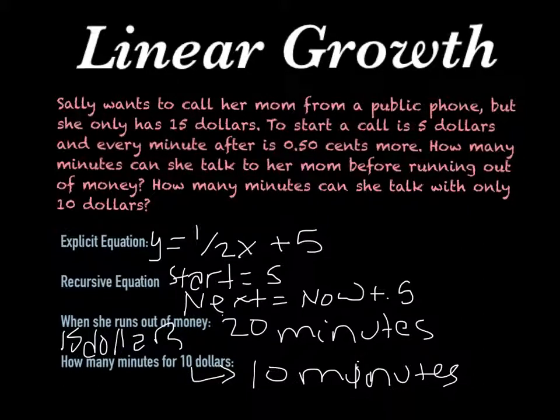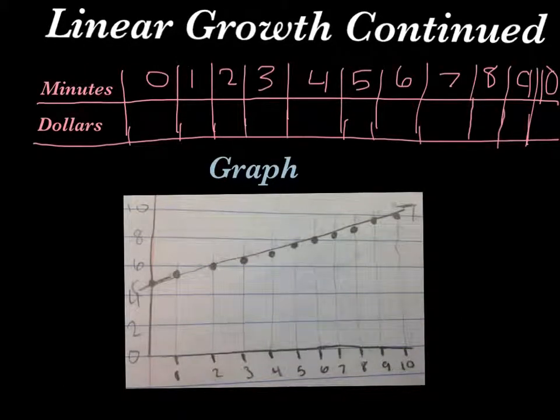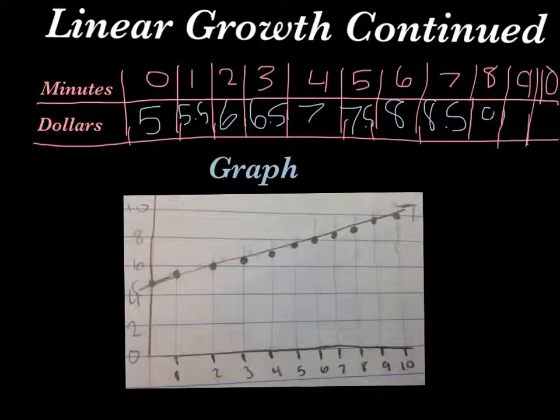For the linear growth, the table starts with 5 because that is how much money she has to start the call, and the next minute is 5.5 because you have to add 0.5, and then 6, 6.5, 7, 7.5, 8, 8.5, 9, 9.5, and 10.